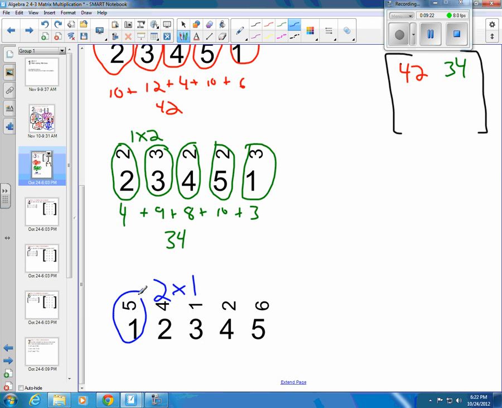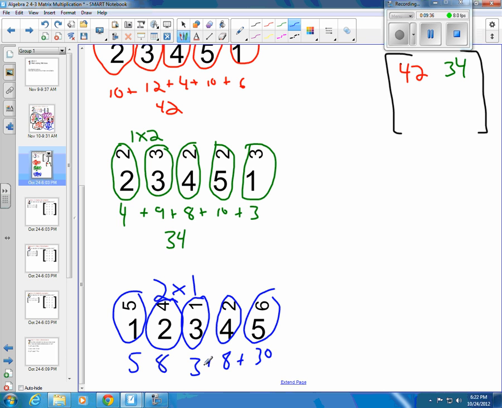Okay, so 5 times 1 is 5. 4 times 2 is 8. 1 times 3 is 3. 4 times 2 is 8. And 5 times 6 is 30. And then we can just add these up. Again, a little tired here, so 5 plus 8 plus 3 plus 8 plus 30. And we end up with this being 54. So this is my second row, first column, and this is a 54.